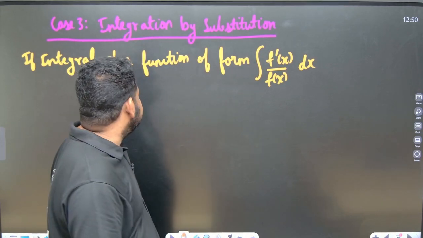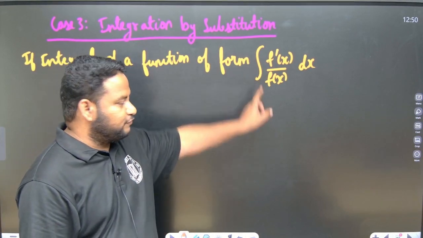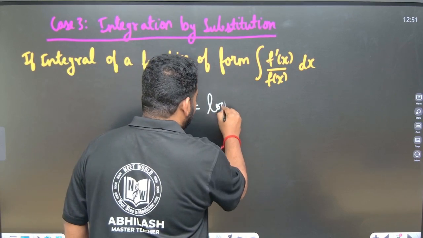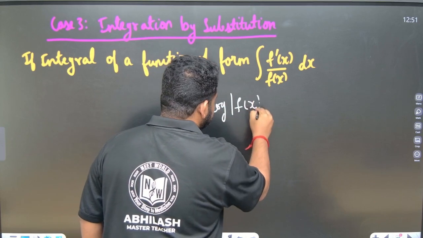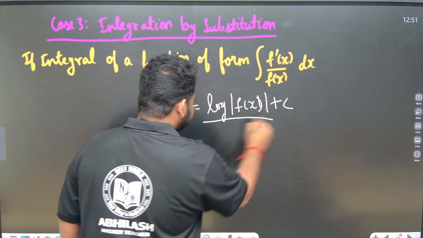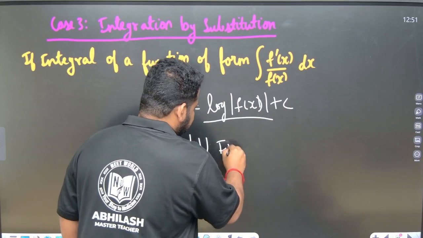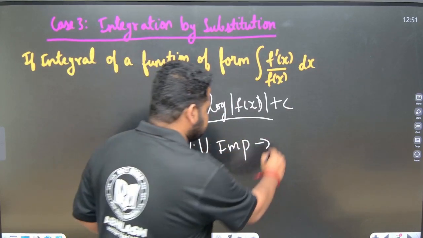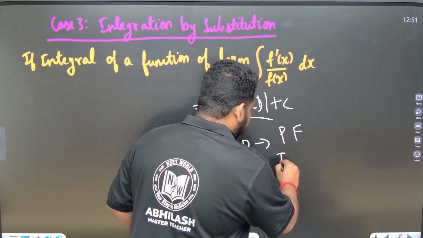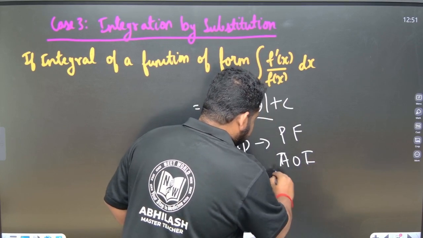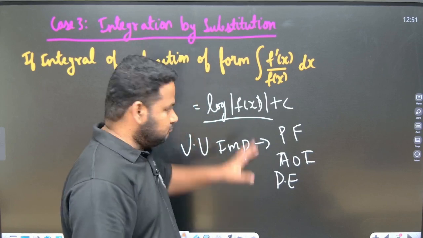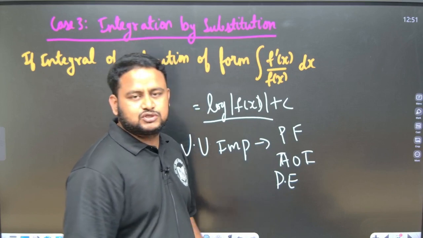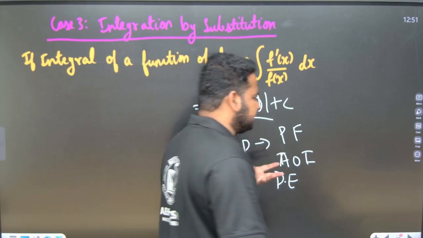Now this is an integral of the form f dash of x by f of x. In the introduction itself I told you, when we get an integral of this form, the answer will be equal to log of mod f of x plus c. This is very important, friends, because this formula will be used while solving questions on partial fractions, application of integrals, and also differential equations. That's why we should be thorough with this type of substitution.